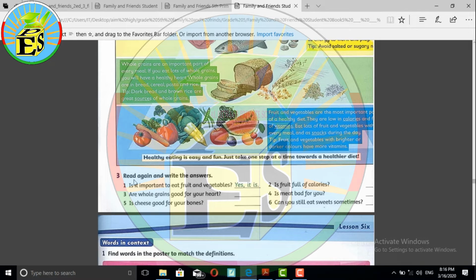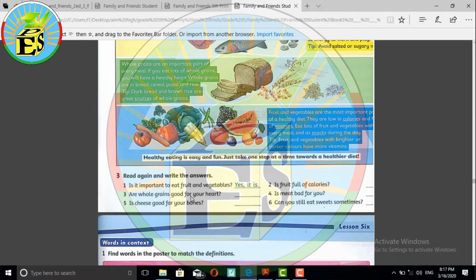Read again and write the answers. First question is done for you. Is it important to eat fruit and vegetables? Yes, it is. Number 2: is fruit full of calories? No, it isn't. Because if we go back to the last part of the health pyramid, look at this part. They are low in calories. Low in calories. Okay? And this, is fruit full of calories? No, it isn't. Number 3.